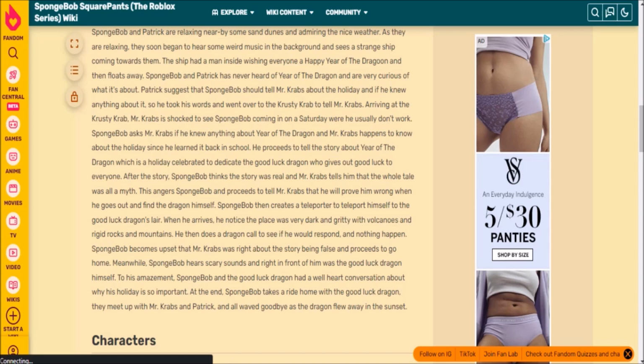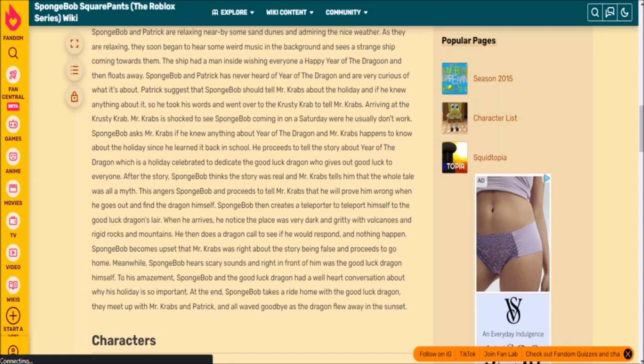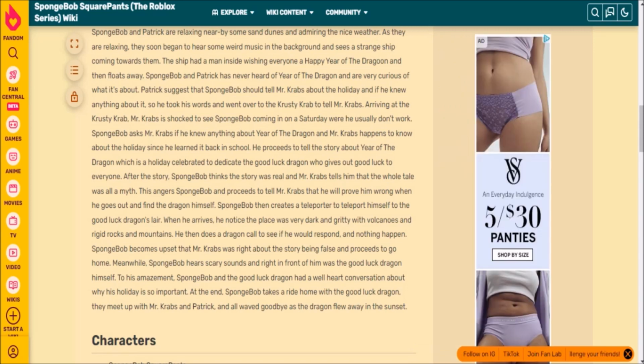After the story, SpongeBob thinks the story was real, and Mr. Krabs tells SpongeBob that the whole tale was a myth. This angers SpongeBob, and he proceeds to tell Mr. Krabs that he will prove him wrong when he goes out and finds the dragon himself. SpongeBob then creates a teleporter to teleport himself to the Good Luck Dragon's lair.